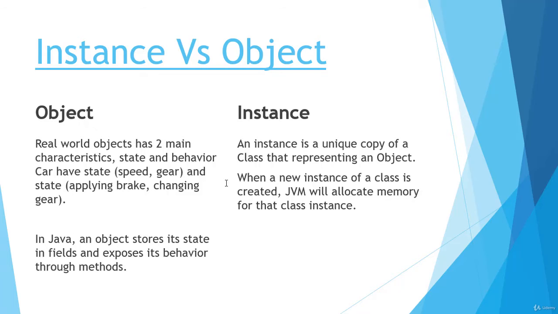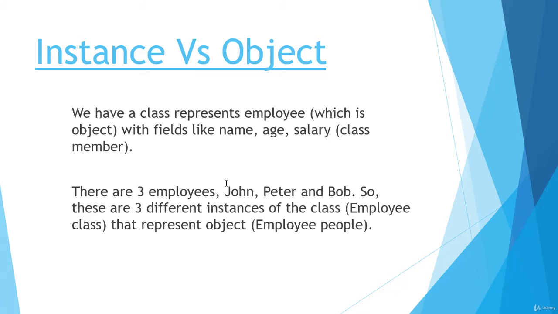Many people take object and instance as the same thing, but there is a little bit of difference between them. That is, an object represents the state and behavior of the class, and an instance is the copy of the class that represents an object. Let's discuss an example that will help us to understand object and instance. Let's suppose we have a class that represents an employee with fields like name, age, and salary, which are the instance variables or class members.